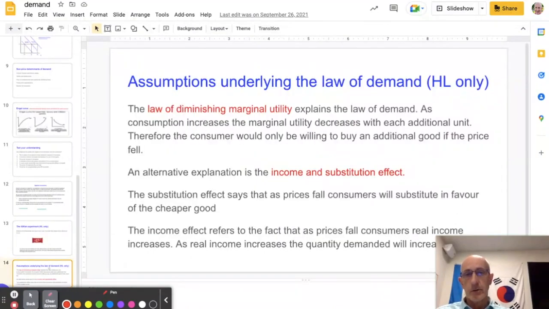For HL, you also need to go a little bit deeper into this law of demand and explain the demand curve. Why is it downward sloping? And there are 2 models or theories of that. One is called the law of diminishing marginal utility, which explains why you'll buy less as the price goes up. And the other is the income and substitution effects of a price change. So you can read through this slide, but also go into that in a little bit more depth as to why the demand curve is downward sloping.